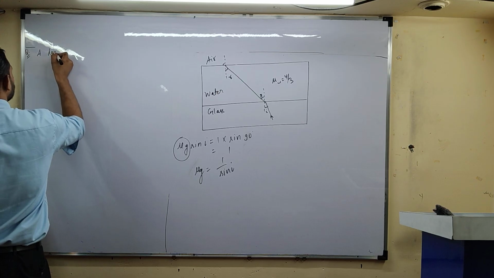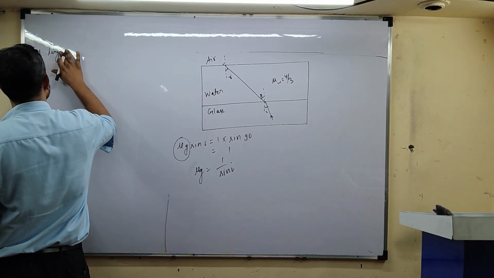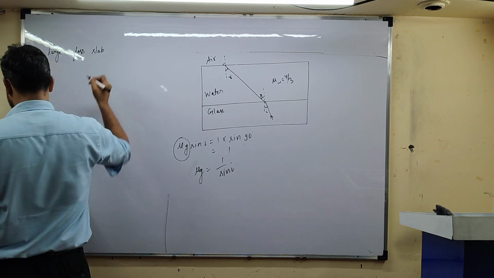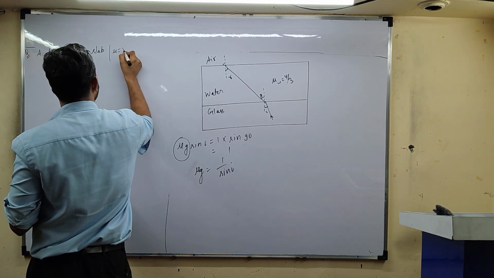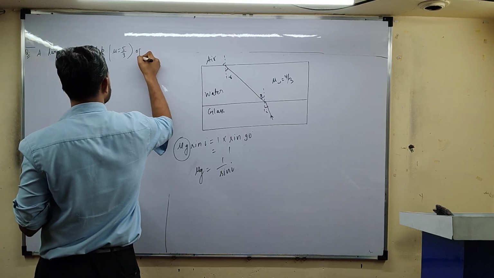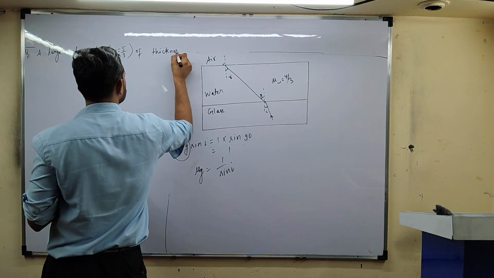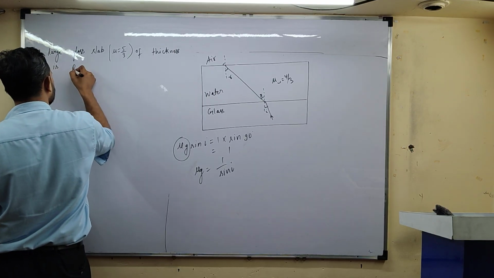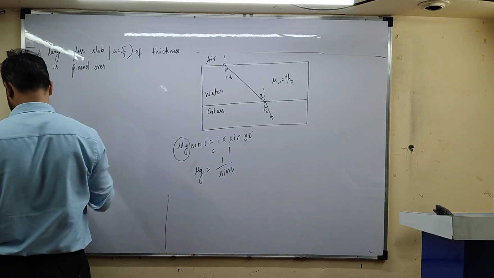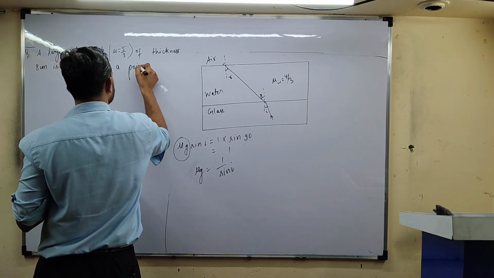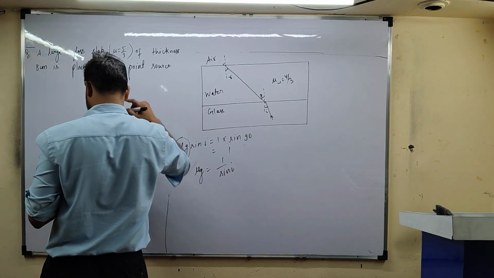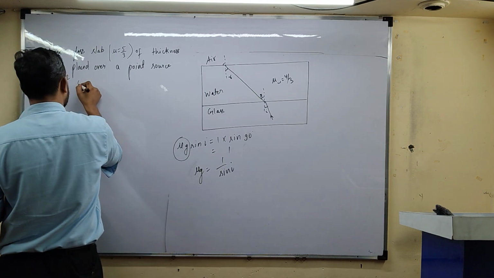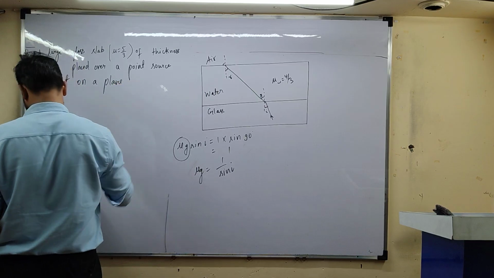A large glass slab, mu equals 5/3, of thickness 8 centimeter is placed over a point source of light on a plane surface.